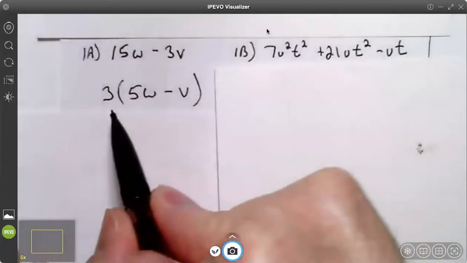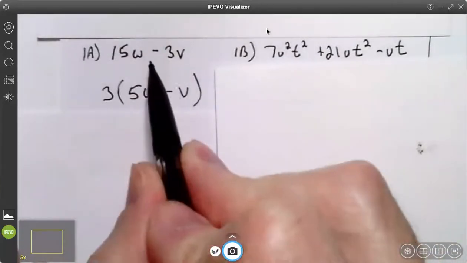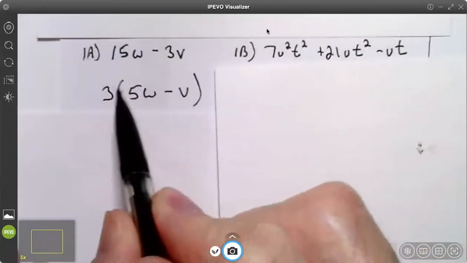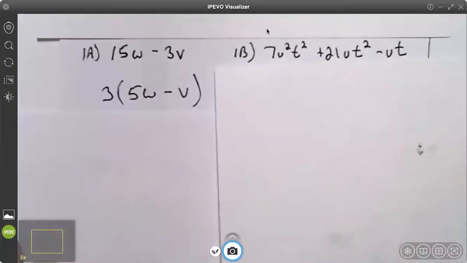We can always take our answer, use the distributive property, and it should give us the question. 3 times 5w is 15w. 3 times negative v is negative 3v.